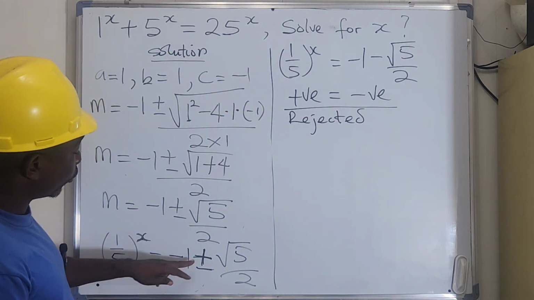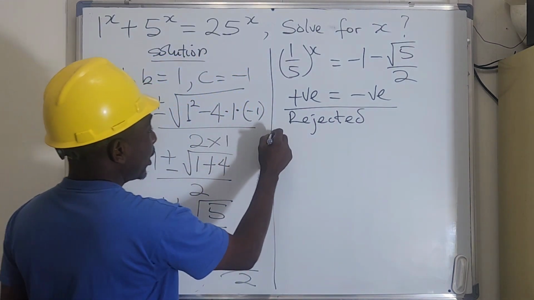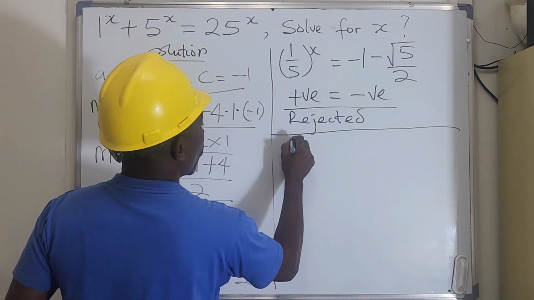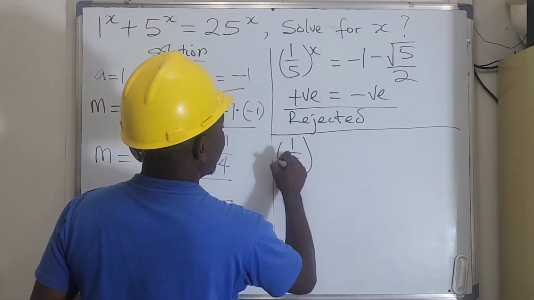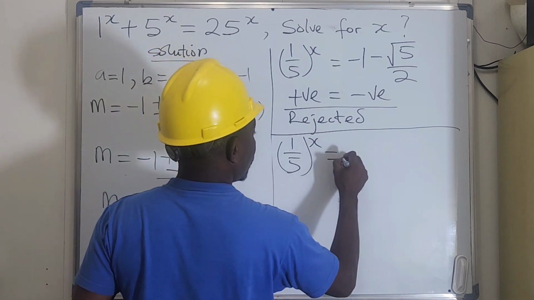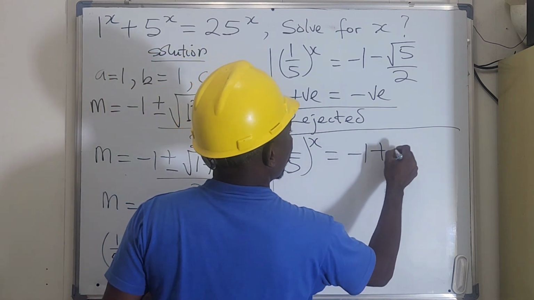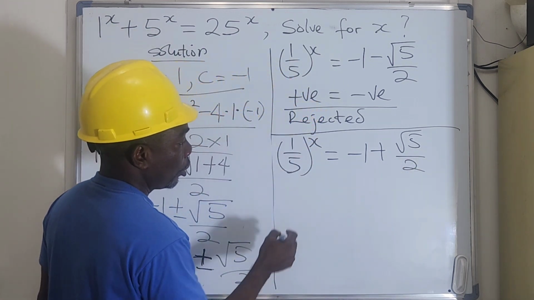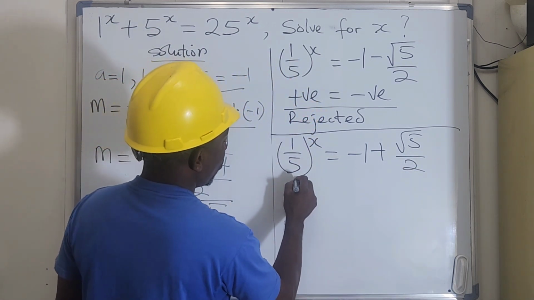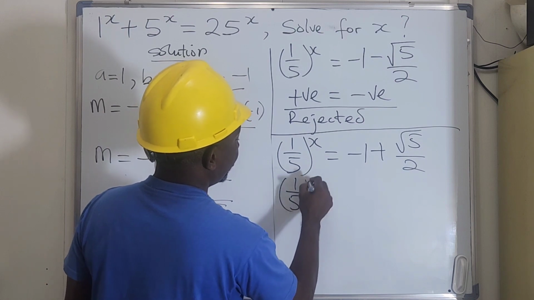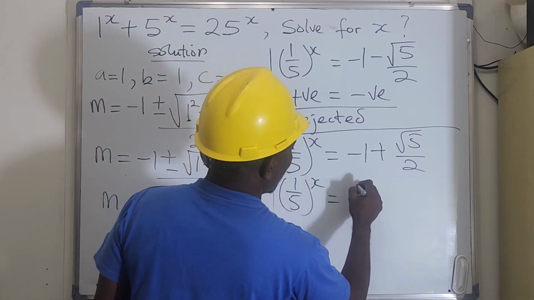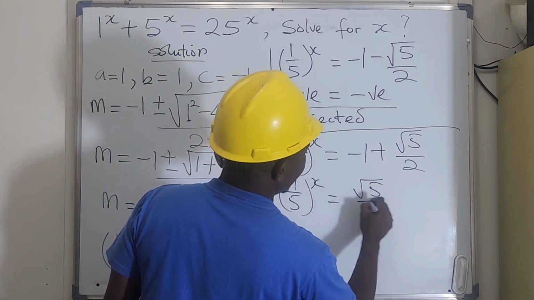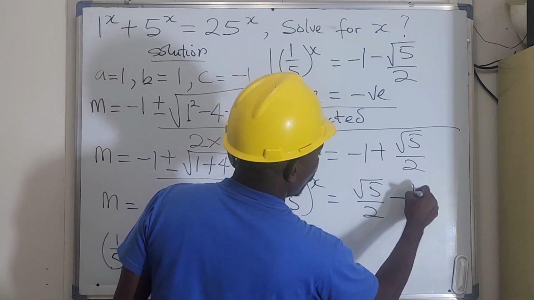So the next one is going to be positive. We are going to take the positive side, which is 1 all over 5 raised to the power of x equals to minus 1 plus the square root of 5 all over 2. So this is the same thing as 1 all over 5 raised to the power of x equals to the square root of 5 all over 2 minus 1.